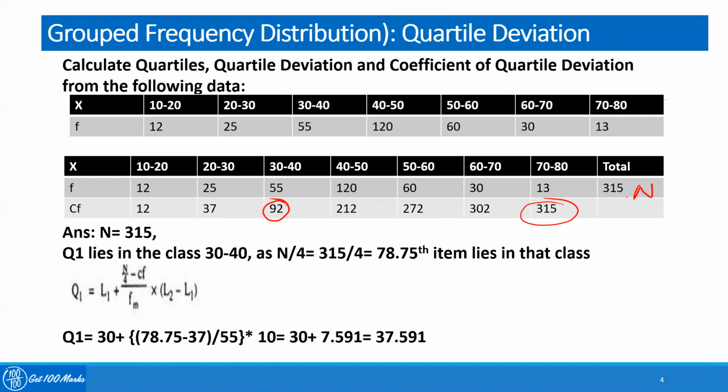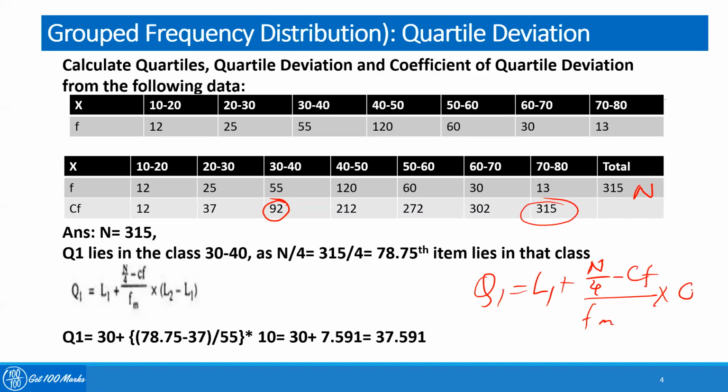That means the total frequency, capital N, is also equal to 315, because we keep on adding the frequencies one after another. Now see what the formula is for calculating quartile one. It follows a similar kind of formula to the median, which I have discussed in my earlier modules. So Q1 is equal to L1 plus (N by 4 minus CF) divided by FM, into C.